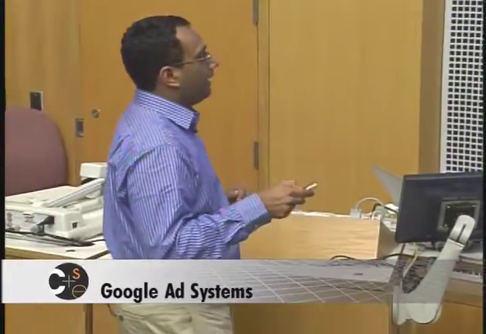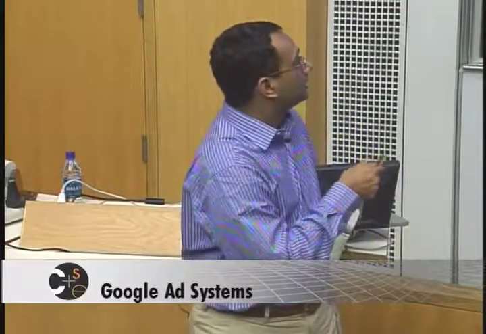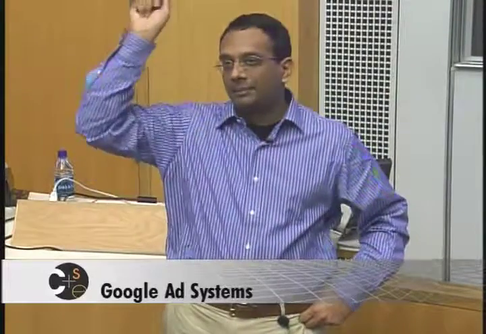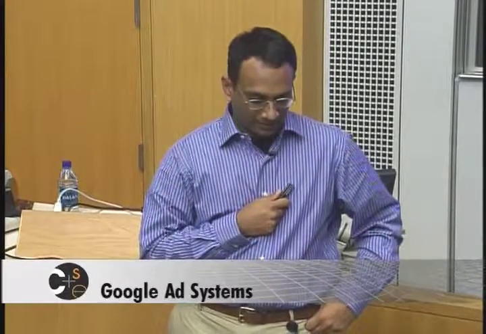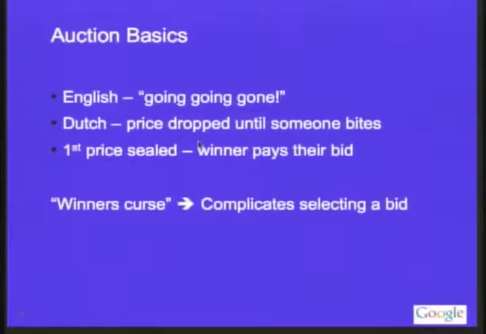First price sealed is typical in silent auctions. So you have a piece of artwork, and rather than going through the charade of having multiple people raising their paddles, you ask them to write the amount of money they're willing to pay into a sealed envelope, and you pick the best price for the good. The problem with a lot of these things is what is commonly called the winner's curse.